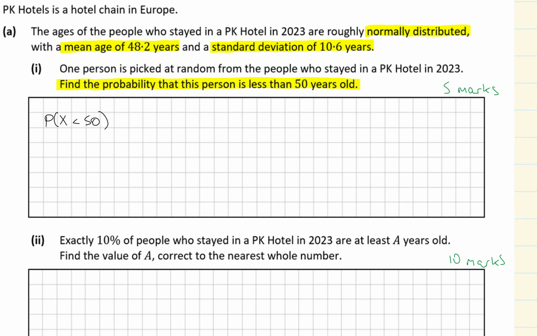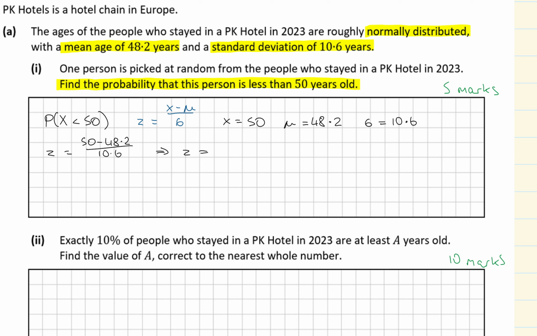So we need to convert this x value into a z-score. So z is equal to, in your log tables, you don't need to memorize it, x we know is 50. Our mu value is 48.2. And then our standard deviation is 10.6. So it would be z is equal to 50 minus 48.2 over 10.6. Into your calculator.